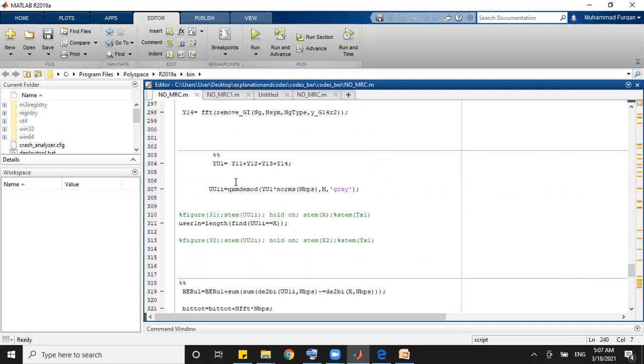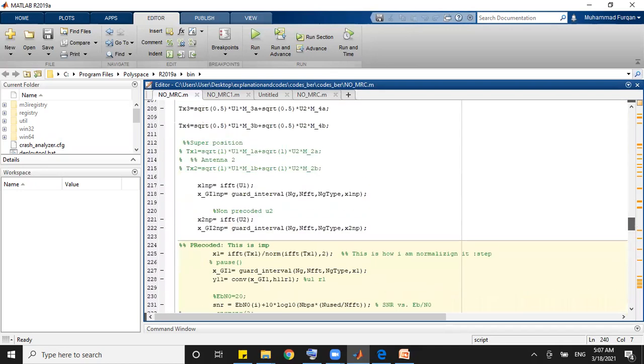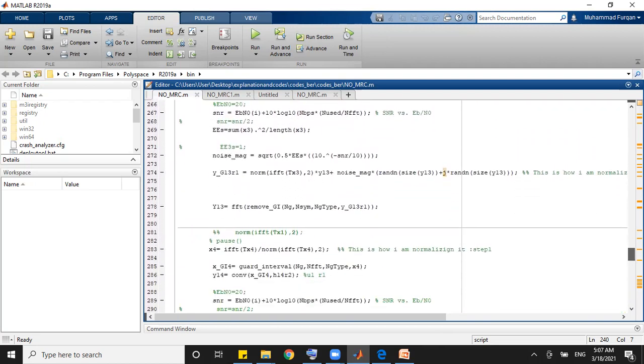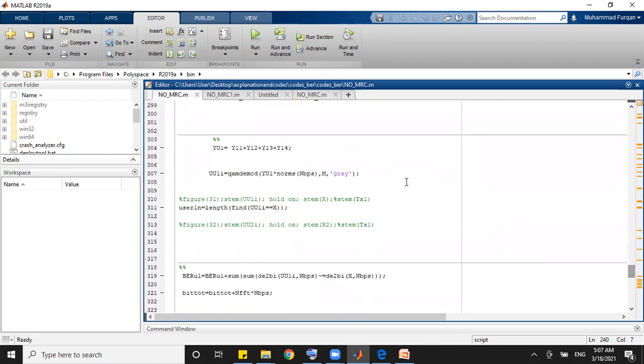Similarly, we can do it for user 2. I have not added the equations here. This is a precise code. This is not the actual code that we have used for the simulation. So you can consider writing the same kind of code for user 2 also. Then we do the demodulation of the received signal. Here the code is missing for user 2 actually, so it will be the same as user 1.